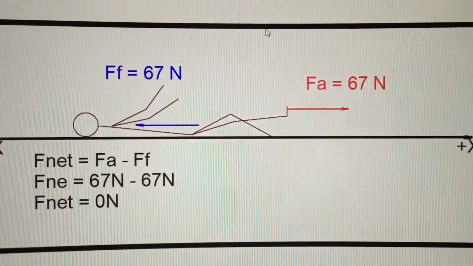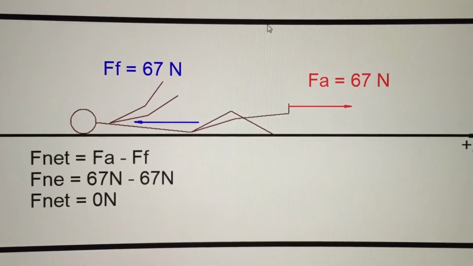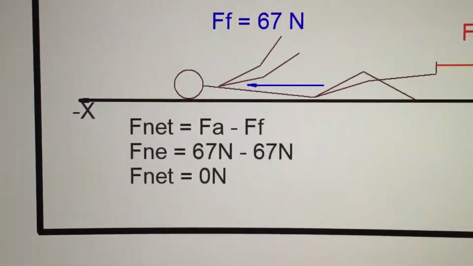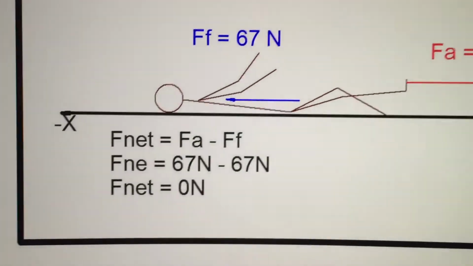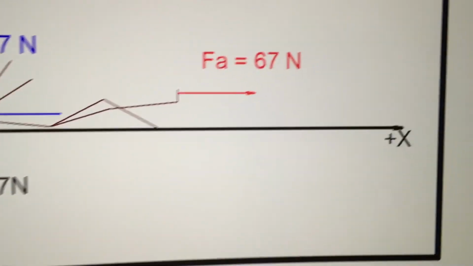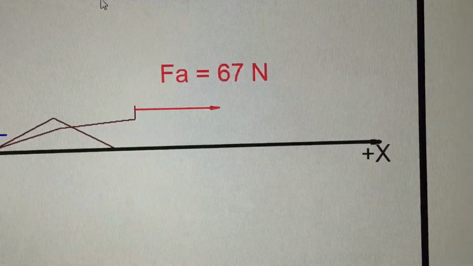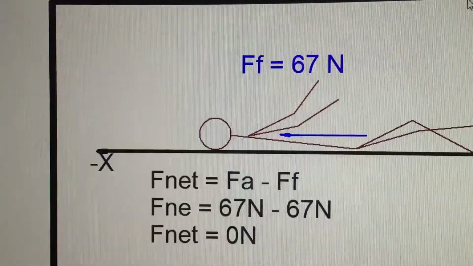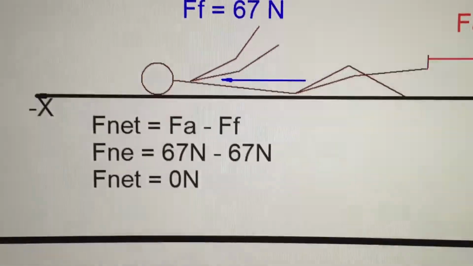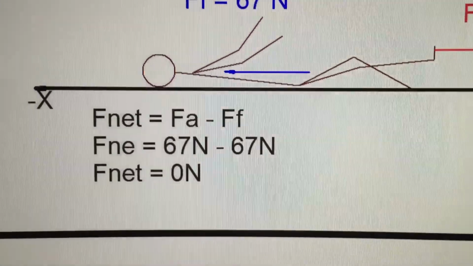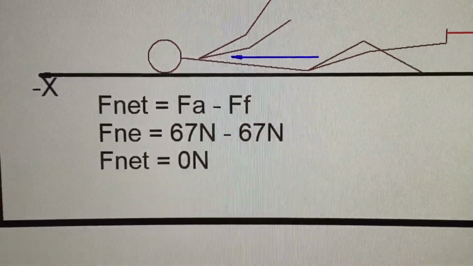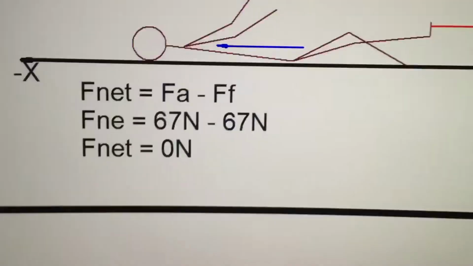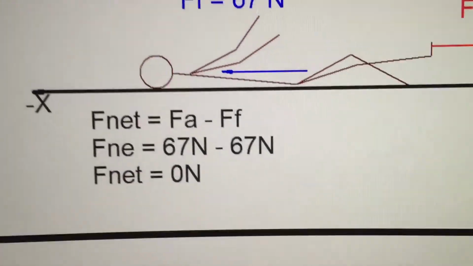You're asked to determine the net force acting upon Jim. Net force is the sum of all forces, and in this case it is the applied force minus the friction force. Remember, the positive x direction is to the right, so the applied is positive. The negative x direction goes to the left, so friction is negative, so you're given the applied force minus the friction force. 67 newtons minus 67 newtons is a net force of 0 newtons. I'm sorry about the missing t here in net force.